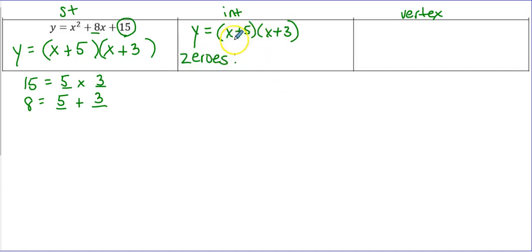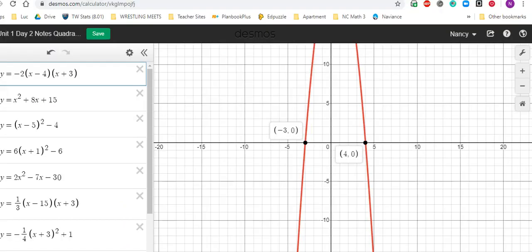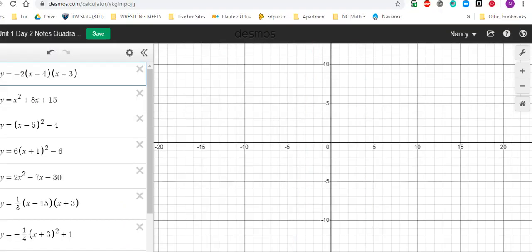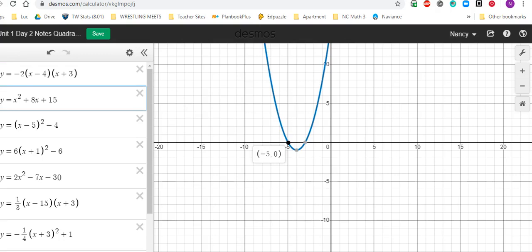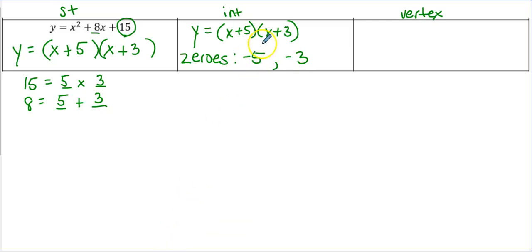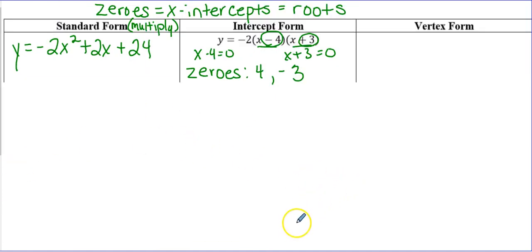I'm going to take the opposite of this number, -5, and the opposite of this number, -3, and those are the zeros. And if I go over here to Desmos, and I look at that one, this was standard form. We just put it into factored form. I should see that my x-intercepts, or my zeros, are -5 and -3. I'll go back over here, -5, -3, which means this is going to be x plus 5 and x plus 3. Okay, go back up to the one above that, and let's look at vertex form.